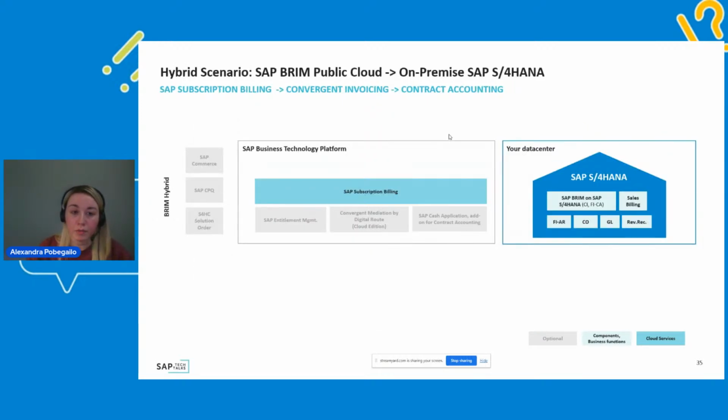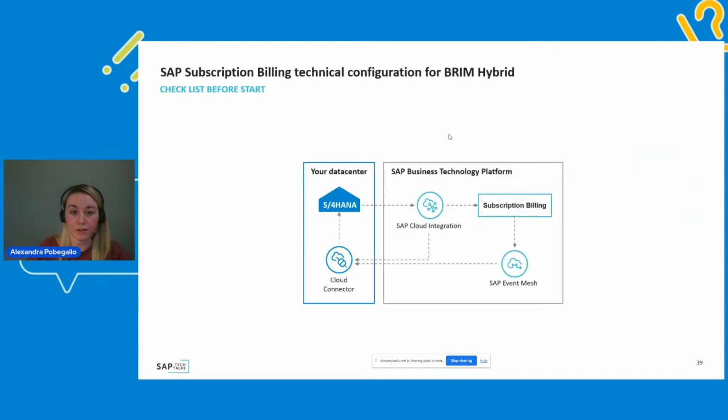Another scenario is a BRIM hybrid scenario, and I believe it will be the case for everybody who already has SAP S/4HANA in their landscape, but wants to try subscription billing and does not plan to upgrade in the nearest future. It could be a case because the upgrade takes a lot of effort and time. So for this, you will need SAP S/4HANA, subscription billing, and a few more things from the BTP, which we will stop on at this slide.